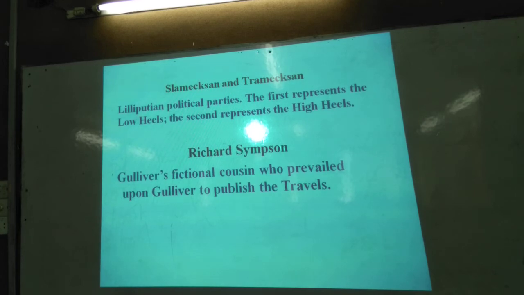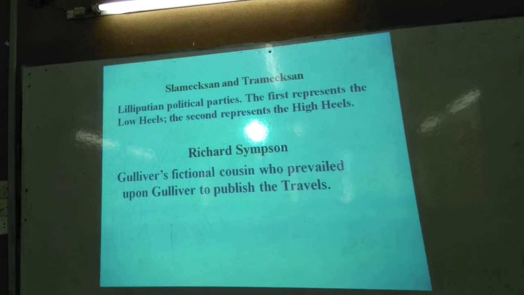And who are the opponents? The Slamecksan. Who are the high heels? The Tramecksan. And more interestingly, they are involved with religion as well. Some support the Roman Catholic and some support the Protestant. The Slamecksan support the Protestant, whereas the Tramecksan support the Roman Catholic.